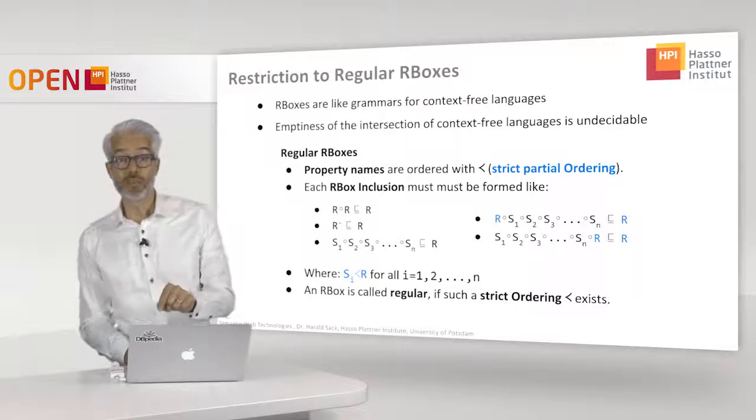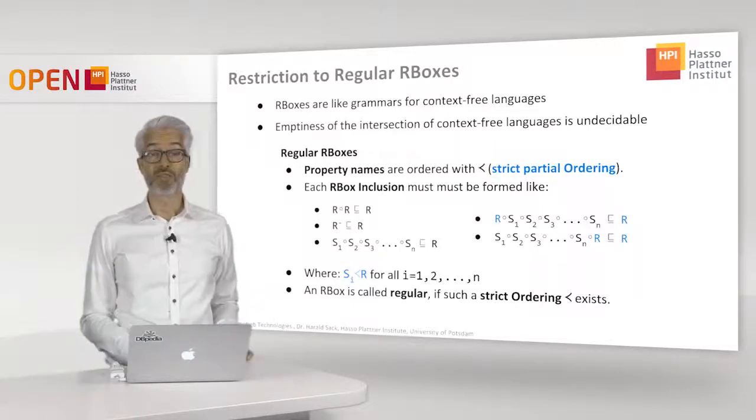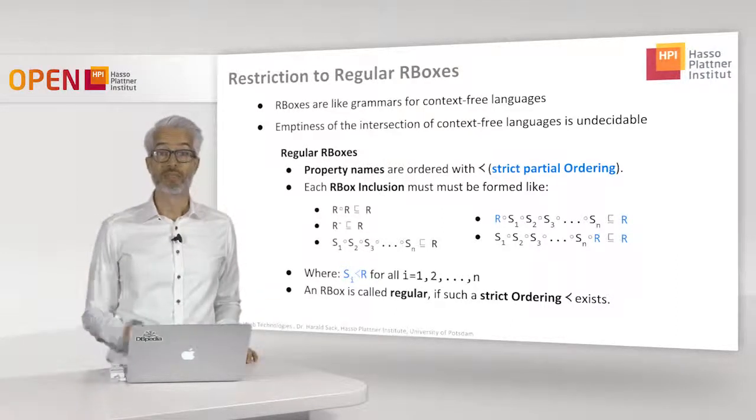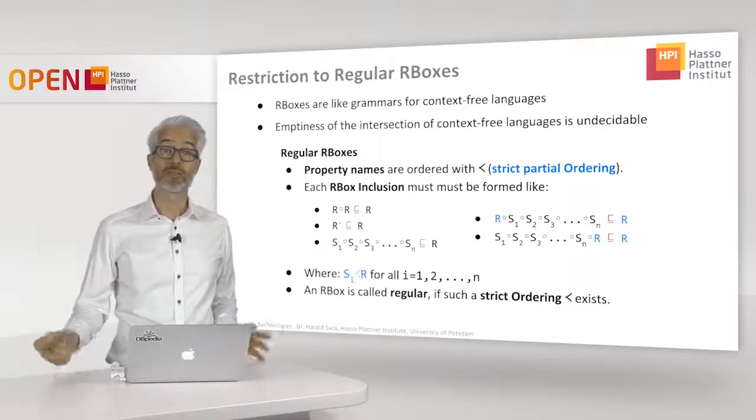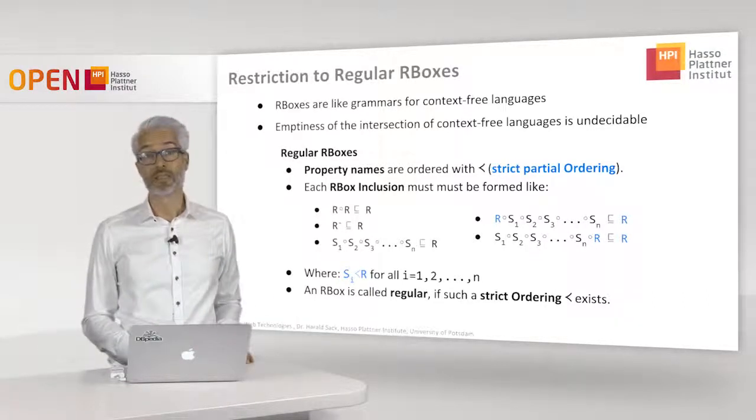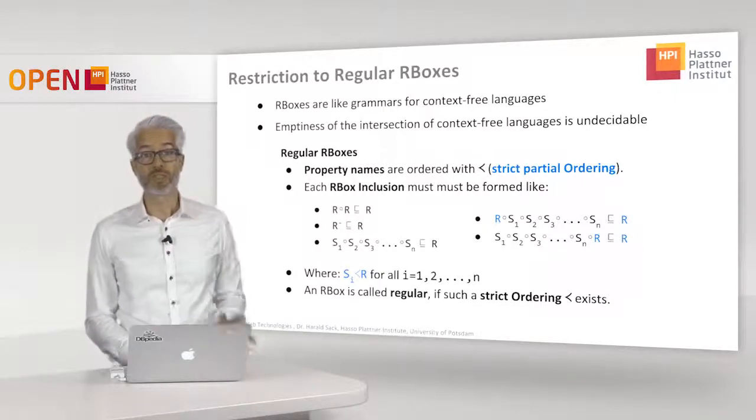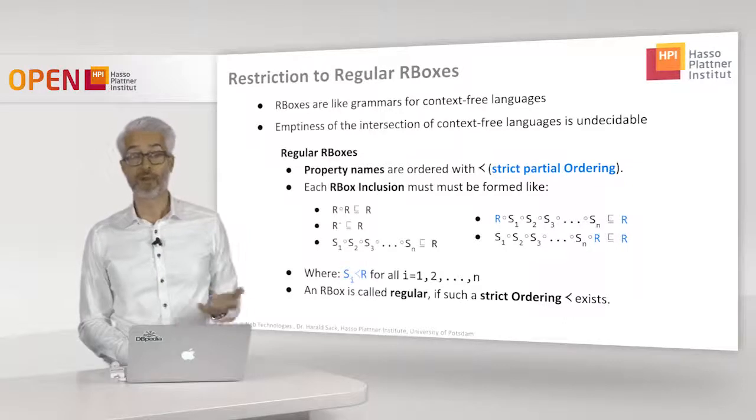And here it's important that all of the S that you have here must be smaller than R. They must always be on the other side, as you see here. And only then is an R box called regular, if such a strict ordering really exists, if I can order that in that way.